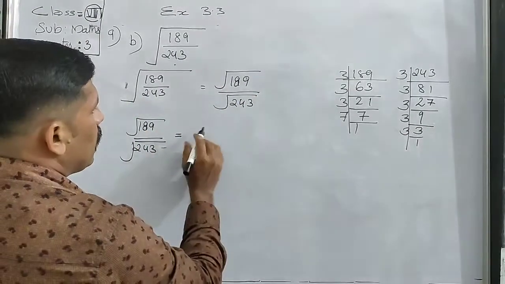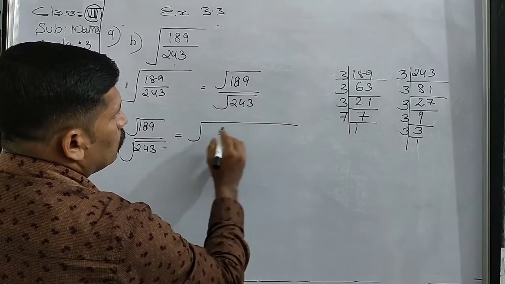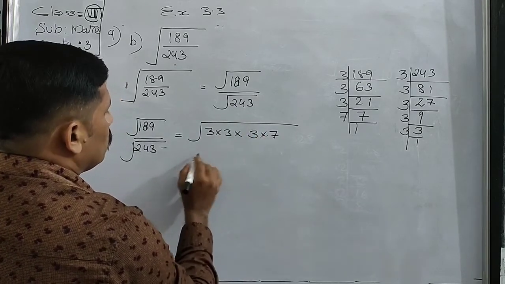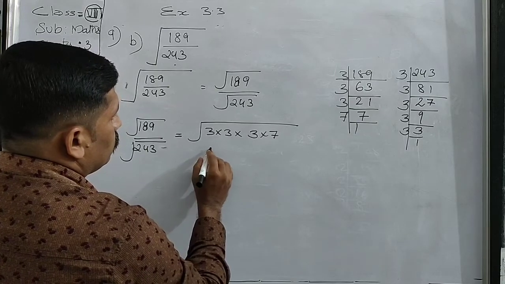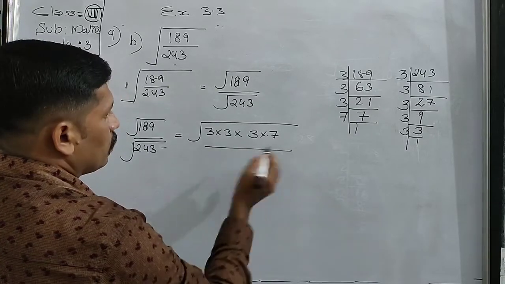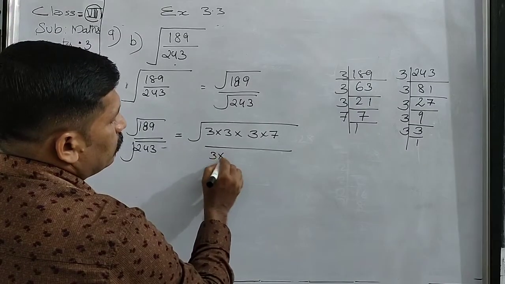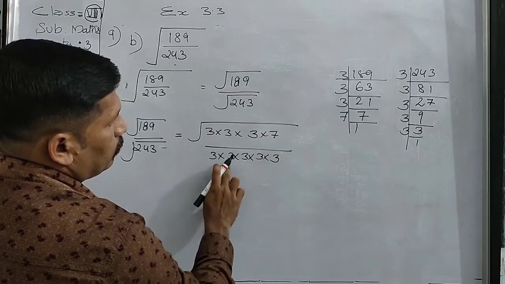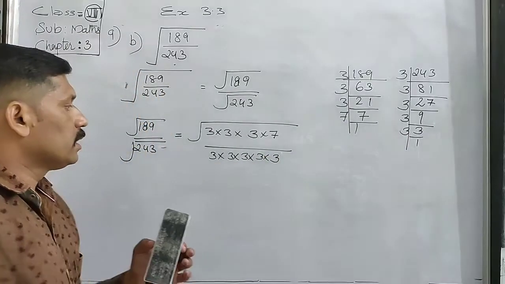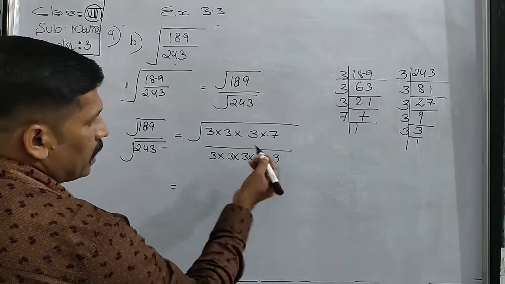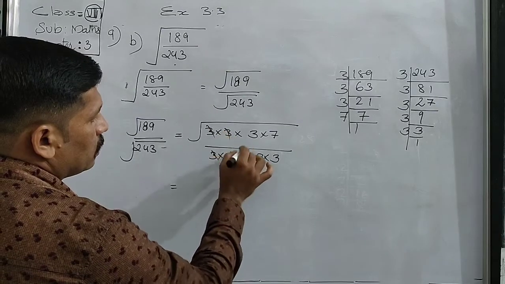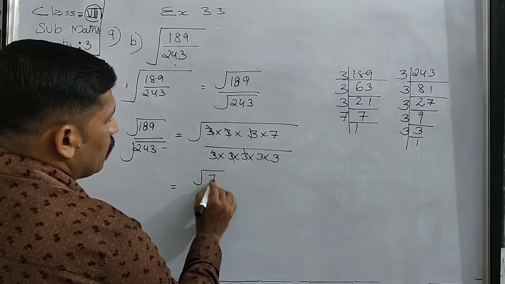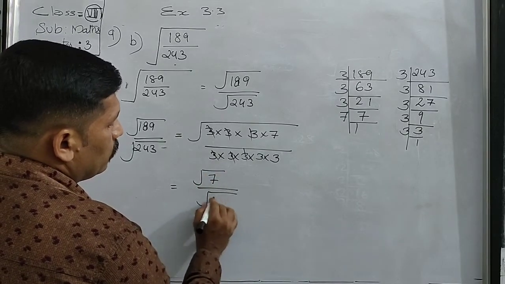So 189 factors we write upside, is equal to root of 3 into 3 into 3 into 7, and here downside the root of 243, that we can write 3 into 3 into 3 into 3 into 3. And here you can see that these numbers, some factors we can cut. Here this and this we can cut. This 3 we can cut, and here 1's remaining. So here upside root 7 and downside 3 root 3.